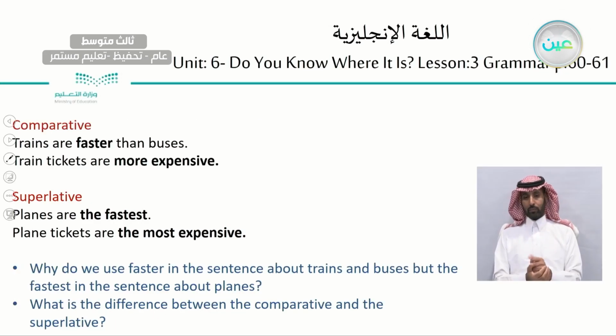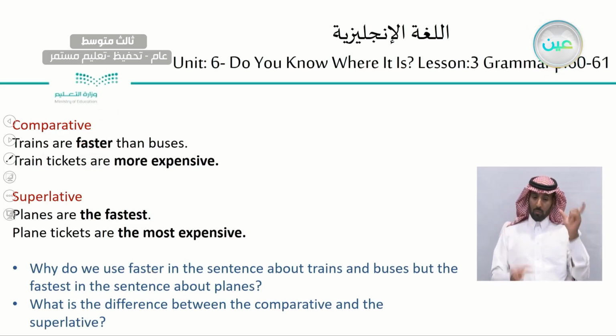Okay? So when do we use the comparative? When do we use the superlative? Okay? Why did we use faster here? Look at the comparative statements. Why did we say faster here in the sentence about trains and buses, but fastest here? Here we said faster and here we said fastest.